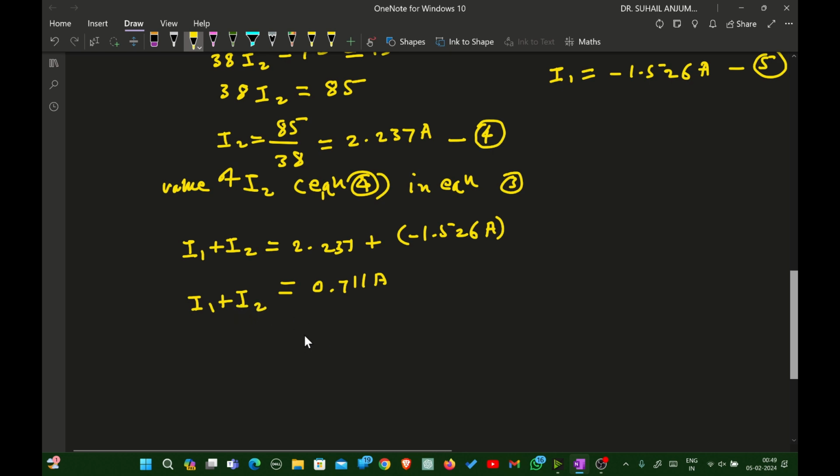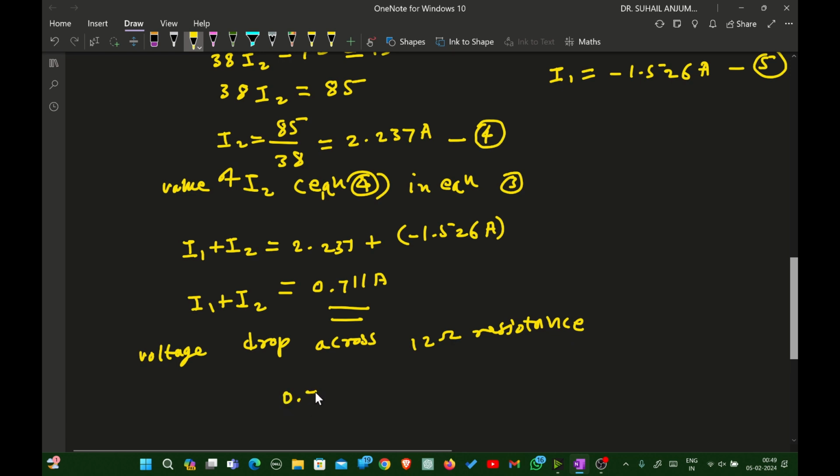Now, what will be the voltage drop across that 12 ohm resistance? It will be nothing but the current flowing through that resistance multiplied by the value of that resistance. So the voltage drop across the 12 ohm resistance will be the current flowing, 0.711, multiplied by the value of resistance, that is 12 ohm. If you find this, it will be 8.532 volt. Okay? So this is the voltage drop across that resistance.